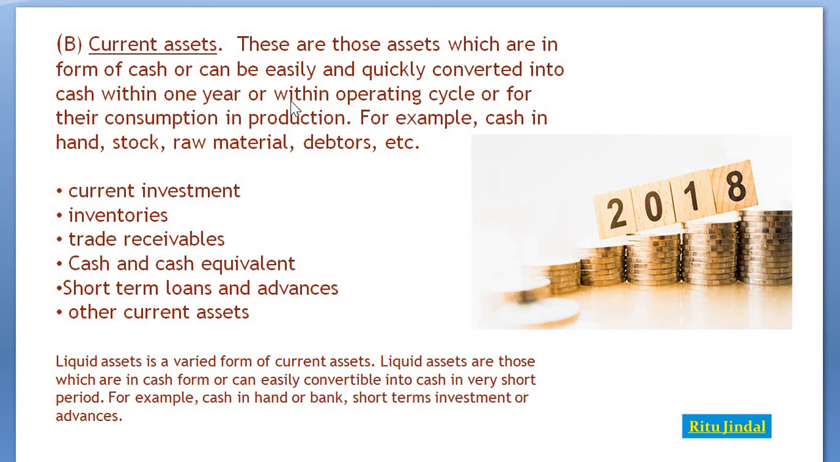Operating cycle, just a brief, later on we will discuss it in detail. Operating cycle means the time period from the purchase of raw material till the amount received from the persons for the sale. That whole time period is known as the operating cycle for the business. If in that operating cycle something is converting into cash, that is also known as a current asset, and for their consumption in production. For example, cash in hand itself, cash is your current asset.